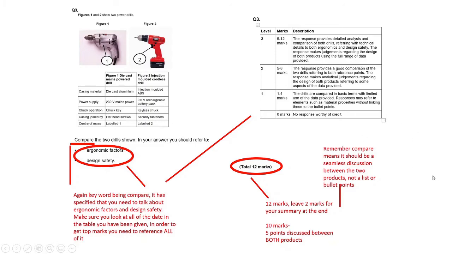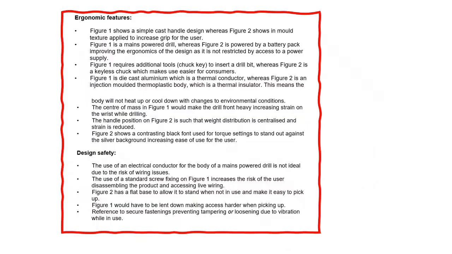Remember, the whole point is it should be a seamless discussion. What it doesn't want is bullet points about the metal one, bullet points about the plastic one. So that's one example of a product analysis question.